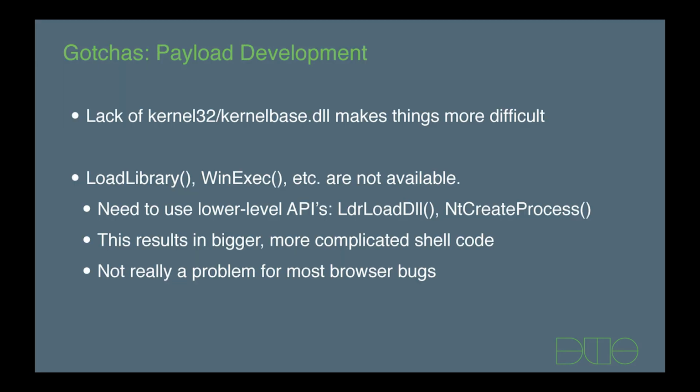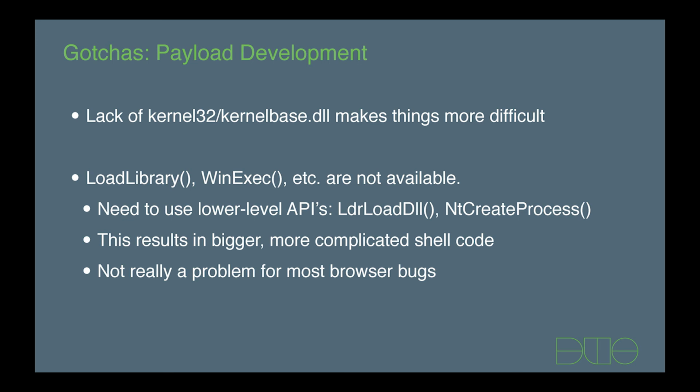So the second thing is payload development. Like I said, you don't have access to kernel32 or kernelbase, so you don't get all the convenient high-level WinAPI functions you're used to. You can't do things like just call LoadLibrary or WinExec. You have to use their low-level counterparts. So LdrLoadDll, NtCreateProcess. In order to make these work, there's a lot more initialization and stuff you have to set up, right? There's a lot more going on under the hood when you call those functions, and we take a lot of that for granted. This results in bigger, uglier shellcode.